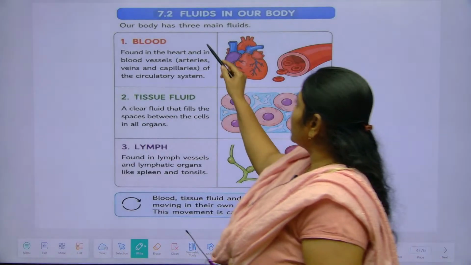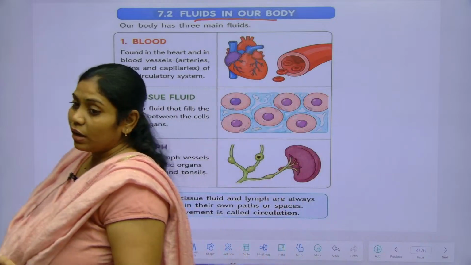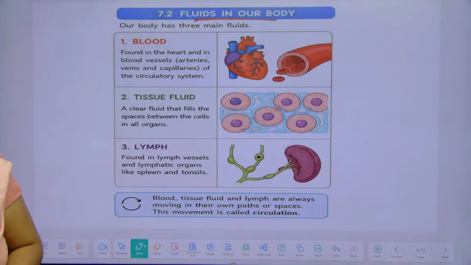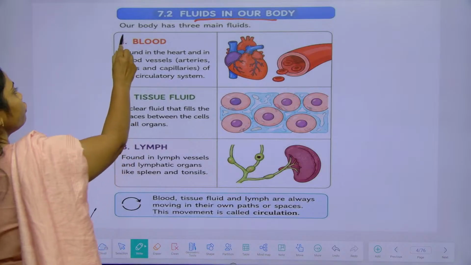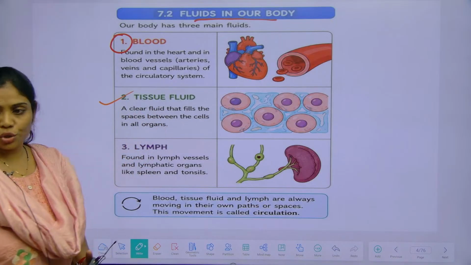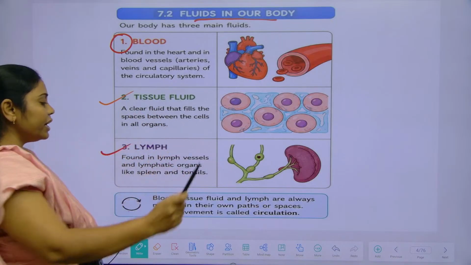Okay, see here you can see fluids in our body. Just now, at the start of the class, I asked you how many fluids are present in our body. So, the first fluid is blood, the second fluid is tissue fluid, and the third fluid is lymph.